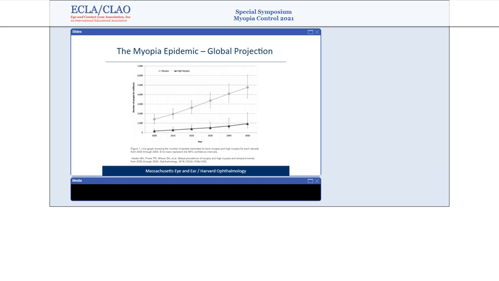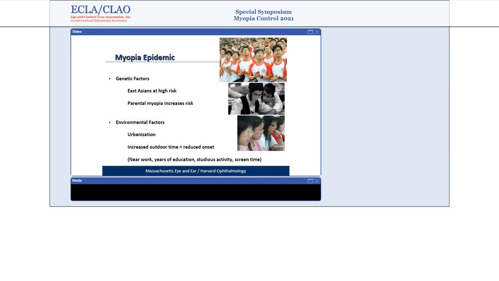The group from Brian Holden, rest in peace, has now published a projection of what the impact of myopia will be in a global projection to the year 2050, showing a steep increase in the number of people with myopia, and an increase not quite as steep, but still significant as far as high myopia. So this is a global issue with big implications, which will be discussed later in the program.